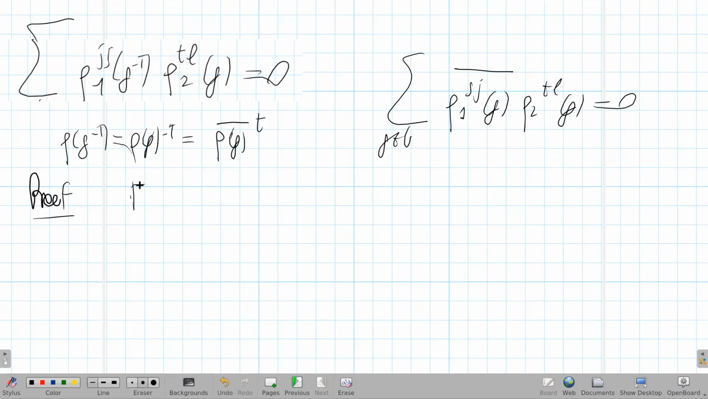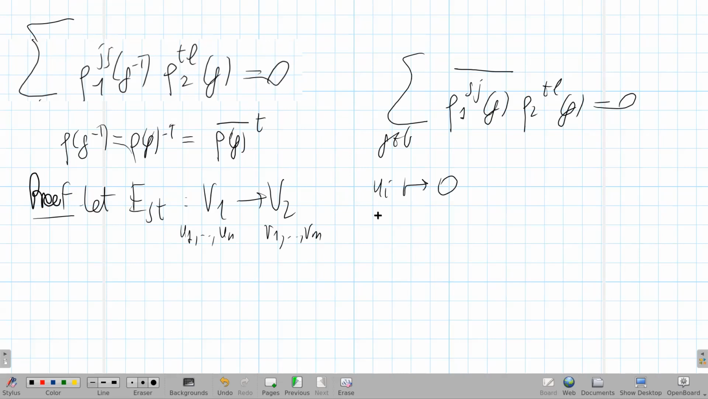And then I'll consider, let E_ST be the linear map from V1 to V2, where the basis here is U1, ..., UN, and here V1, ..., VM. This does the following: it sends UI to 0, with one exception, that US is sent to VT. So S, of course, runs from 1 to N, and T runs from 1 to M, the dimension of V1 being N and the dimension of V2 being M.